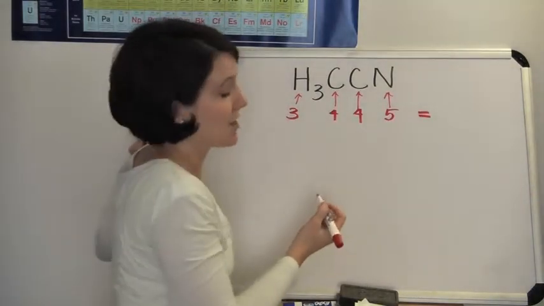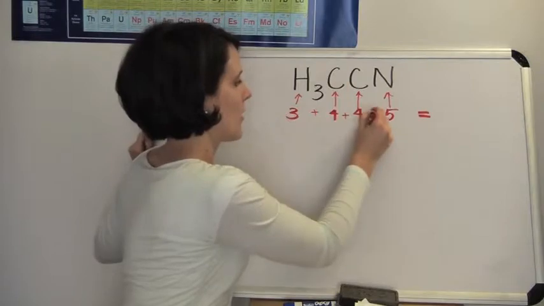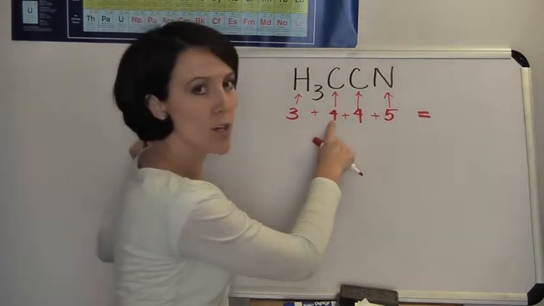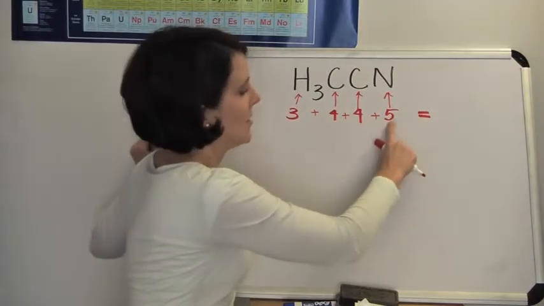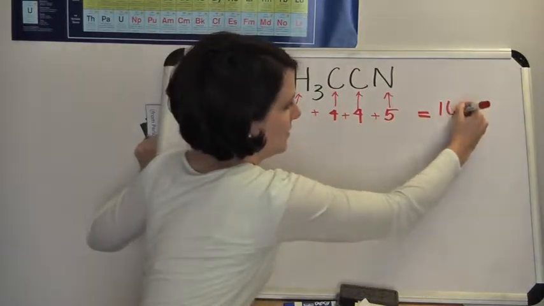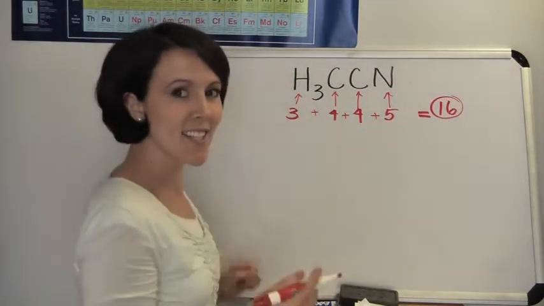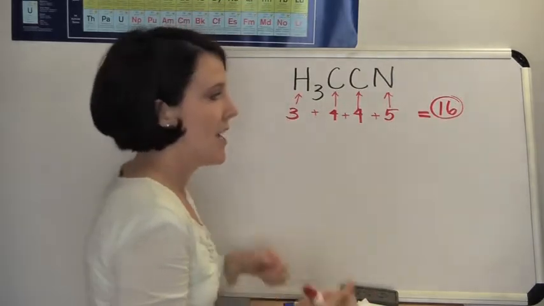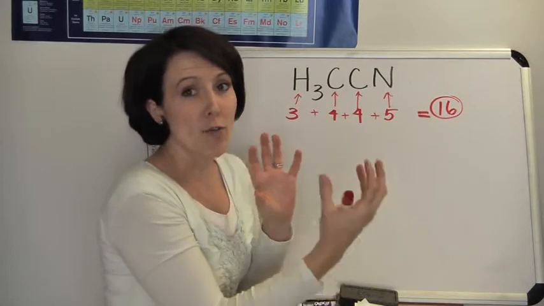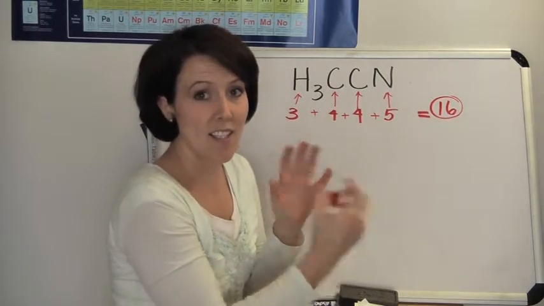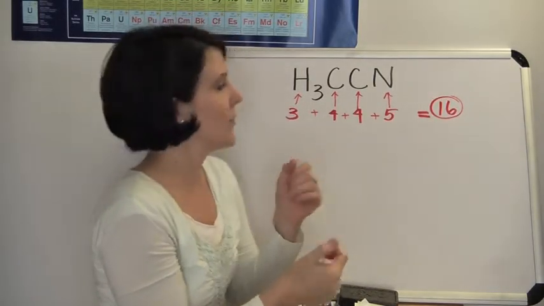How many valence electrons is that? We add them together. 3 plus 4 is 7, plus 4 is 11, plus 5 is 16. Okay, so we have 16 valence electrons to worry about. My next step is I want to figure out the very rough atomic skeleton for this molecule.